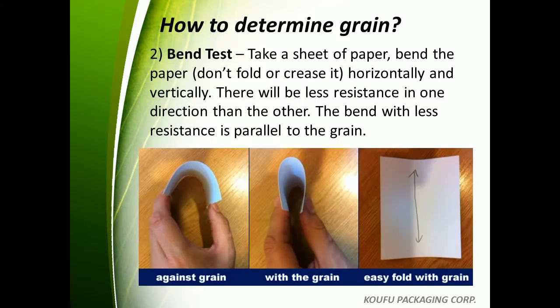2. Bend test. Take a sheet of paper, bend the paper, don't fold or crease it, horizontally and vertically. There will be less resistance in one direction than the other. The bend with less resistance is parallel to the grain.